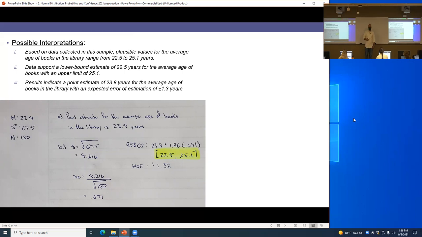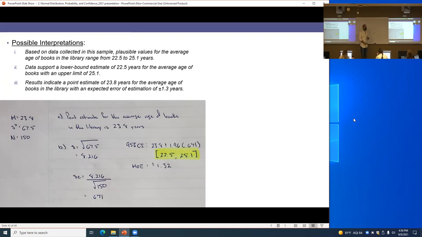So how do we interpret this, right? Number of different ways we could do this. We could say, based on data collected from this sample, plausible values for the average age of books in the library range from 22.5 to 25.1 years. My best guess is 23.8, but if you guess anywhere from 22.5 to 25.1, my data would support that. My data would say those are acceptable guesses.